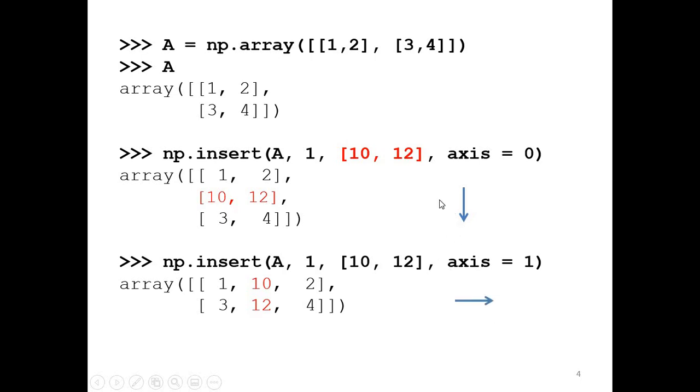So always remember, whenever you are dealing with a more than one-dimensional array, there are axes. In the two-dimensional array, the vertical direction is axis 0. The horizontal direction is axis 1. So it has inserted 10, 12 in the 0th position, this is the first position, this is the second position along the horizontal axis. So it has placed 10, 12 here.